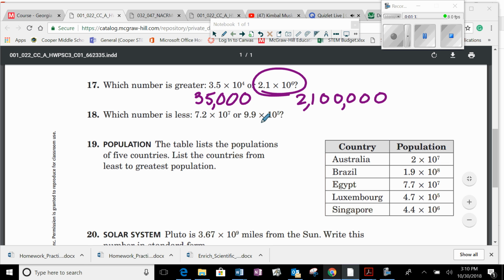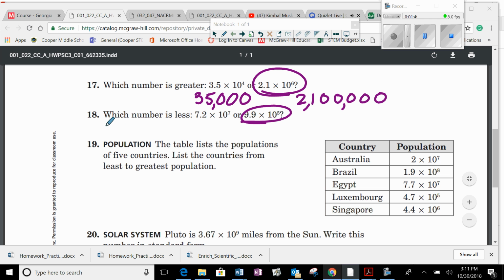If we look at number 18, which number is less or smaller? 7.2 times 10 to the 7th power or 9.9 times 10 to the 5th power? Which one is smaller or less? Why would the 9.9 times 10 to the 5th power? Because it has a smaller exponent. I'm going to have less digits in front of the decimal.